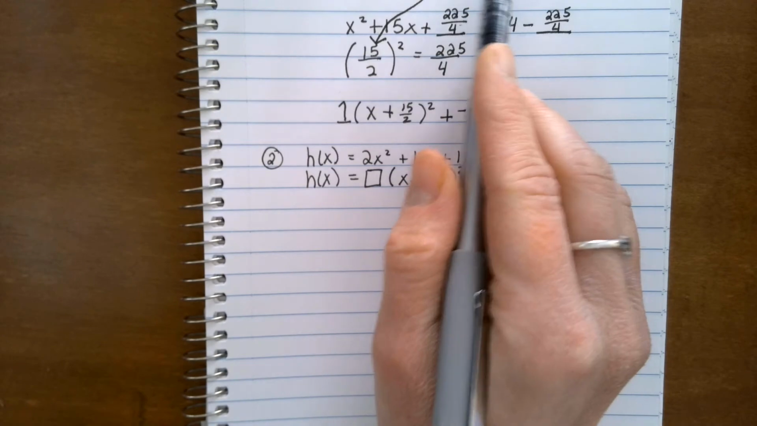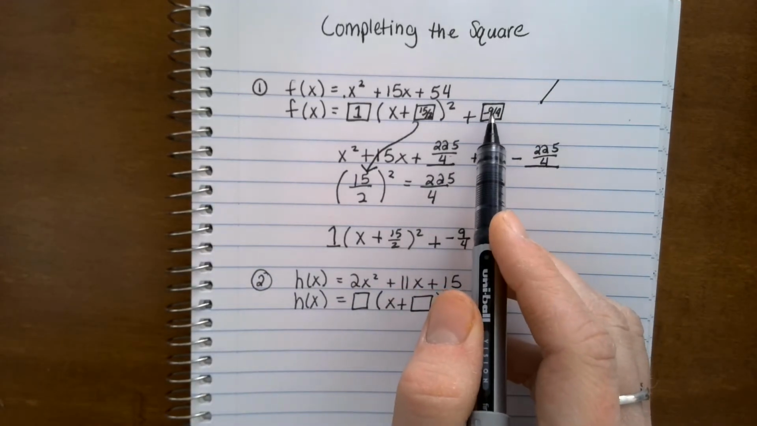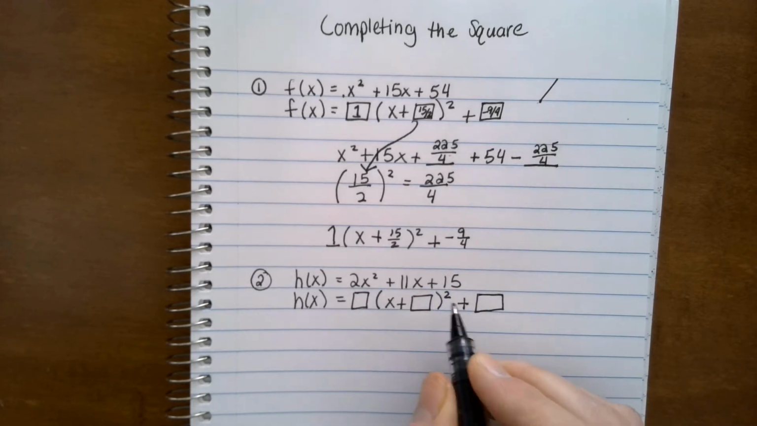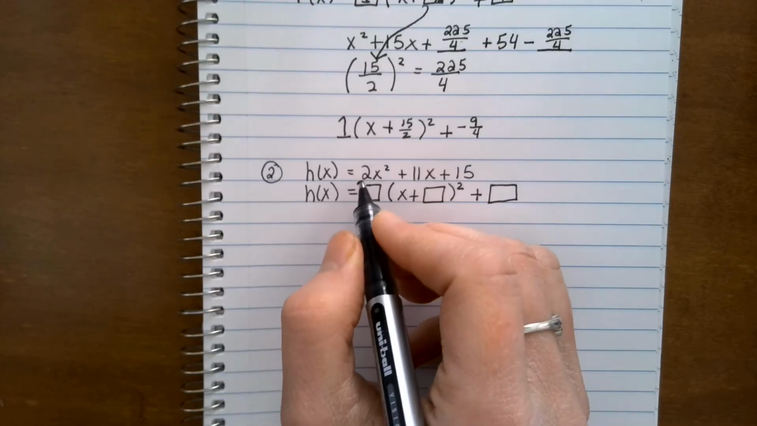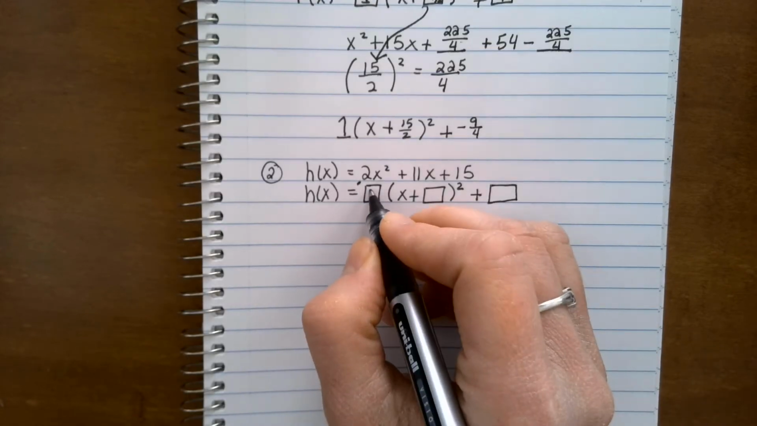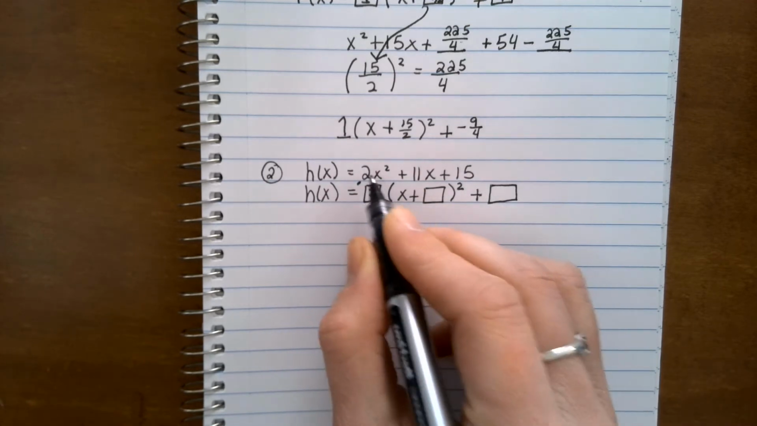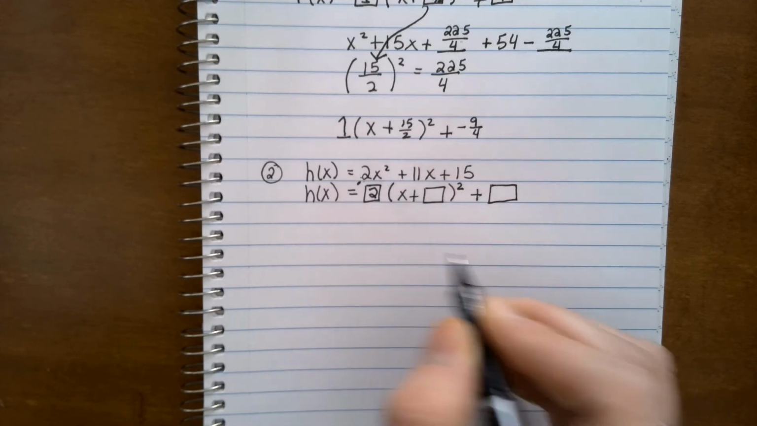In vertex form, this would be h and this would be your k, like the y-coordinate of the vertex. So the first step here would be to factor out the leading coefficient. In this case would be 2. So the 2 is actually going to be what's in the first box. So now you're only going to factor it out from these two terms. So let me show you.